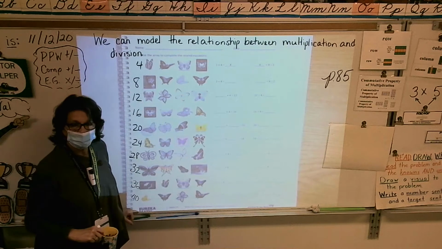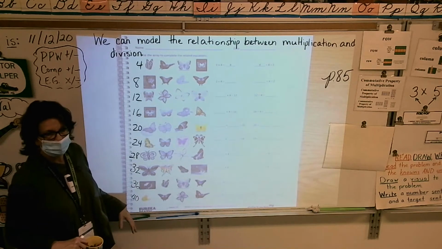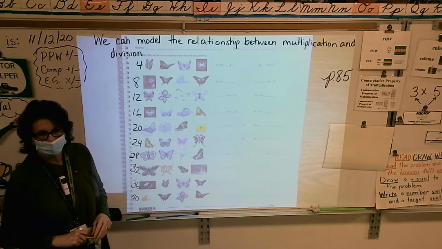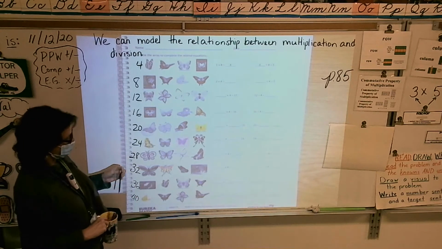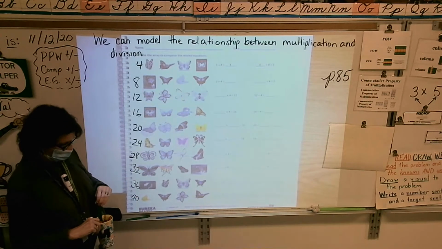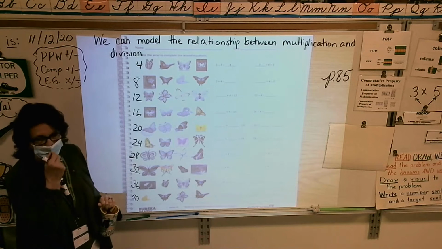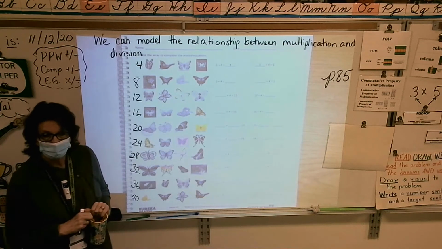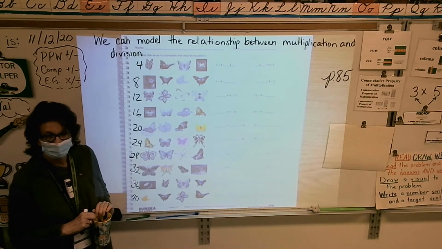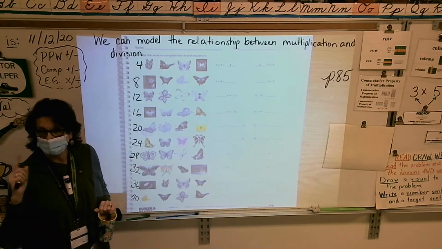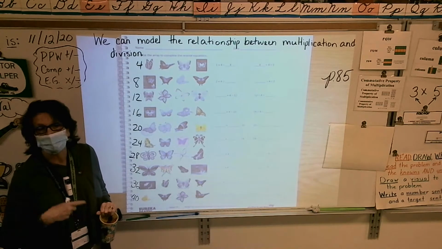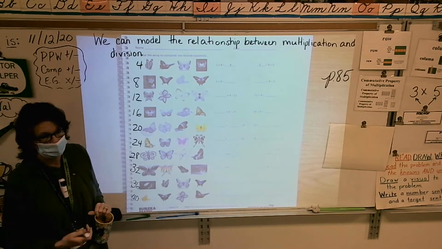And we don't have 44 and 48 here. Why not? Why did we stop at 40? Val? Because there are only 10 rows of 4. Very good. There's only 10 rows of 4. Yeah, there's not an 11th row, which would be 44, and a 12th row, which would give us 48 butterflies.